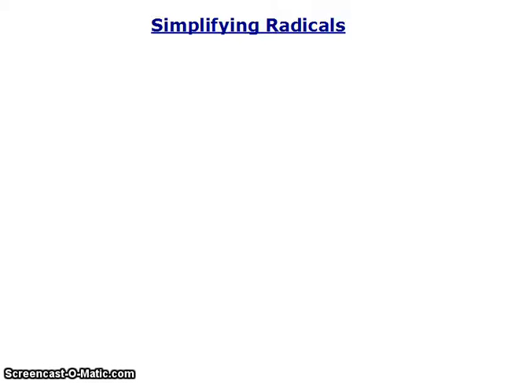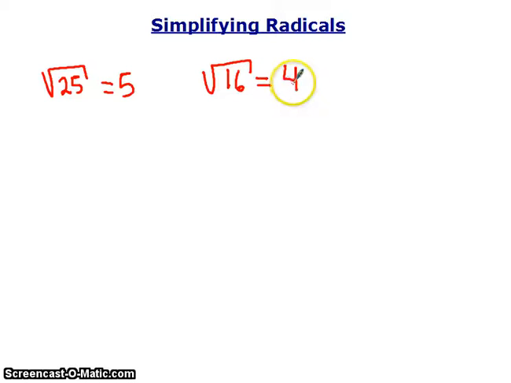We are going to review how to simplify radicals. When you take the square root of 25, what you are really asking is what number multiplied by itself gives you 25. That number is 5. That's why the answer of the square root of 25 is 5. If I ask you what is the square root of 16, what number multiplied by itself gives you 16 is 4. Now, there are numbers that don't have a whole number as a square root, but we can simplify.